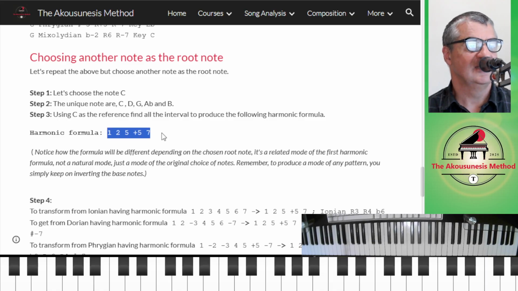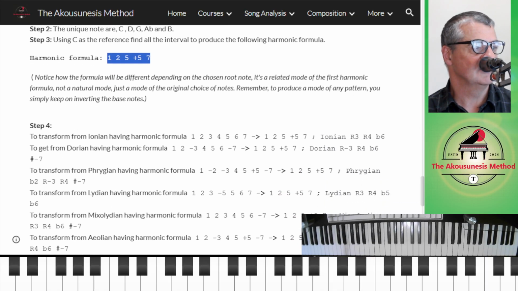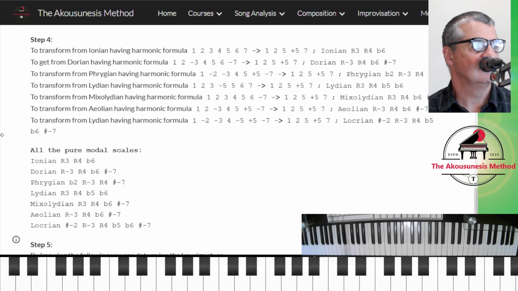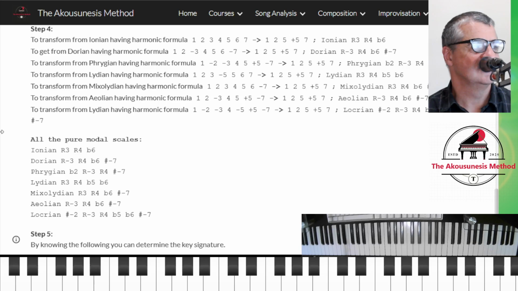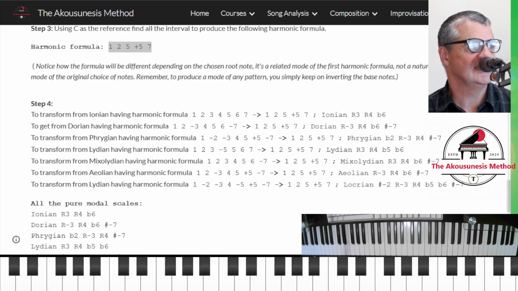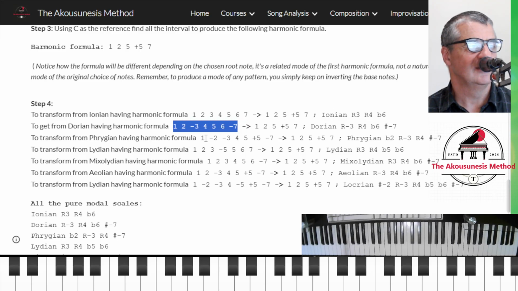There's a harmonic formula. So we go through the process again. Now again, I'm just going to widen this a little bit. We'll start here, and I'll move up. I like a big long line. I think it's easier to see. Okay, so again, all these are the modes: Ionian, Dorian, Phrygian, Lydian, Mixolydian, Aeolian, and the Locrian.